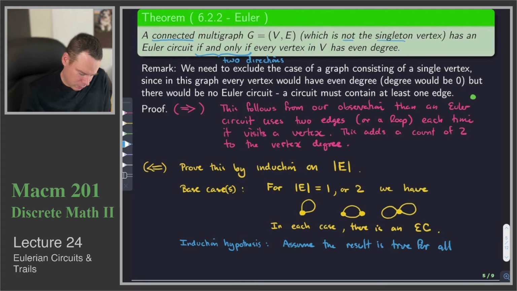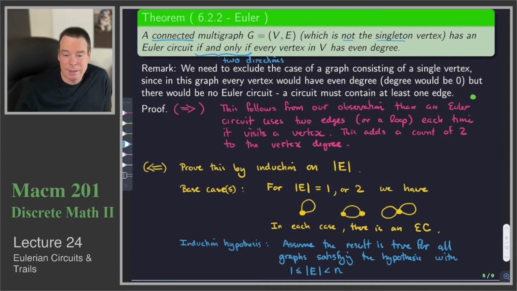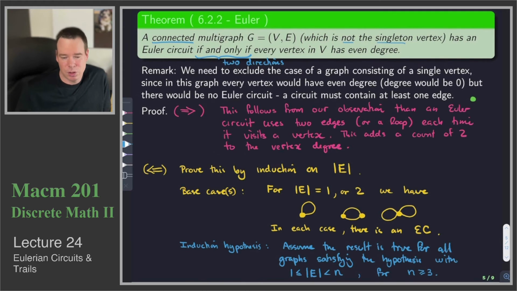For all graphs satisfying the hypothesis, so that is every vertex has even degree, with the number of edges being bigger than or equal to 1 and less than n, for n some number greater than or equal to 3. So that's our induction hypothesis.